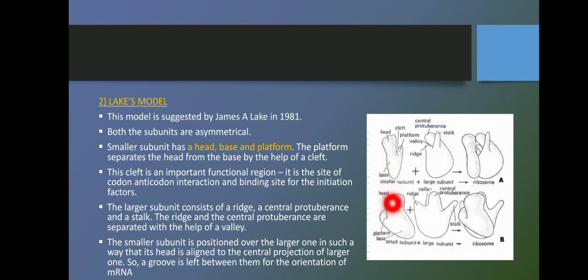In the larger subunit, we can see the ridge, central protuberance, and a stalk, and the ridge is separated from the central protuberance by the valley. The smaller subunit is positioned over the larger one in such a way that its head is aligned to the central projection of the larger one. So, a groove is left between them for the orientation of mRNA.